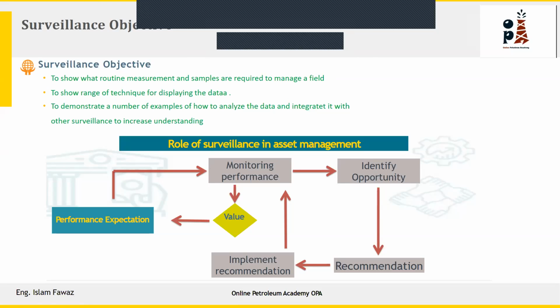Identifying the opportunity here, we are measuring the gap between our understanding and the modeling performance expectation. Then after the opportunity is seized, we go to the recommendation to modify the performance expectation, and then implementation of the opportunity. Our key driver here is the value. This is a closed loop interface between performance expectation and opportunity creation.